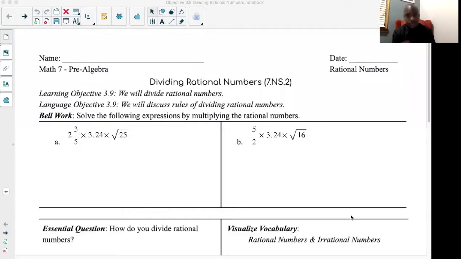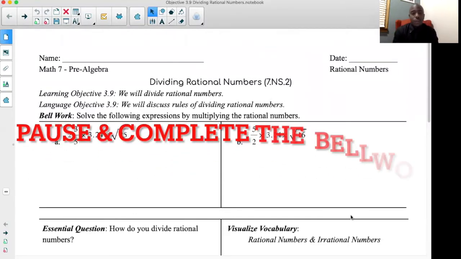When you look at it, I want you to pay attention to make sure you're using the calculator right, and if the answer is coming out to be rational. All right, so let's dive in. Please, if you have your worksheet with you, look at lesson 3.9, which talks about dividing rational numbers.